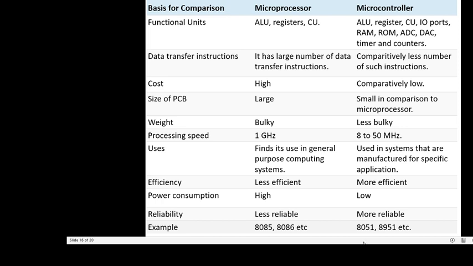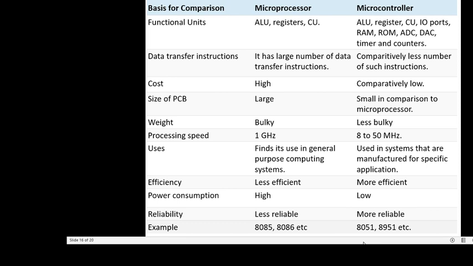Now here we are going to compare the microprocessor and the microcontroller. First, the functional units which are present on the chip. In the case of the microprocessor: ALU, register, control unit. But when you talk about the microcontroller, it has the ALU, register, control unit plus on-chip RAM, ROM, input-output ports, timers, counters, serial ports, ADC, DAC. Means so many peripheral devices are present on a single chip.